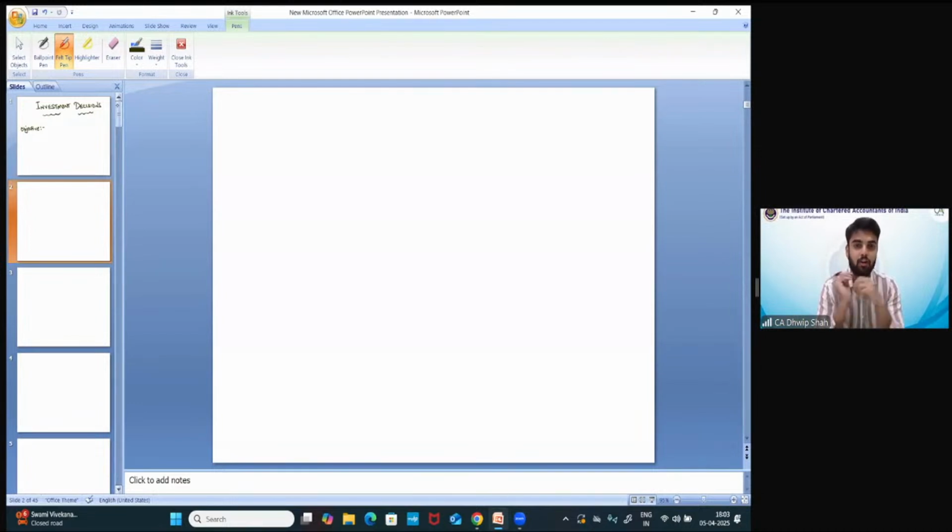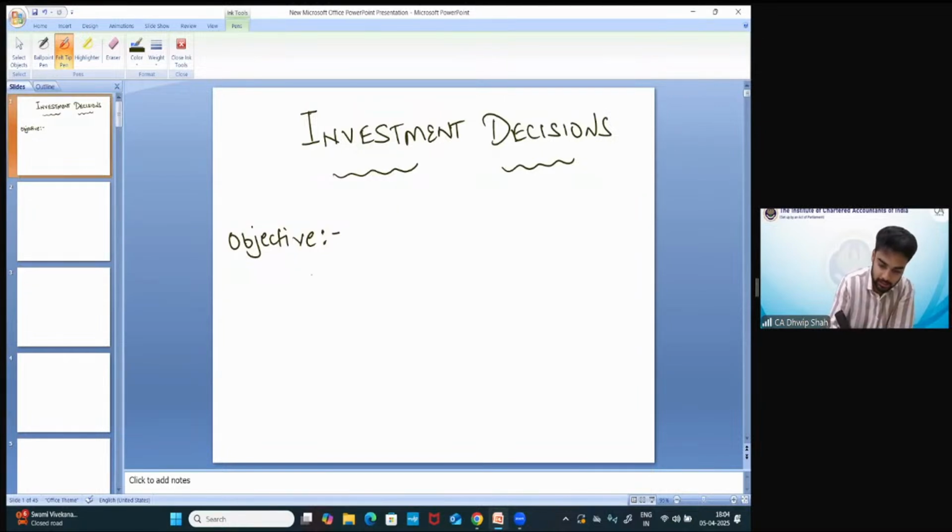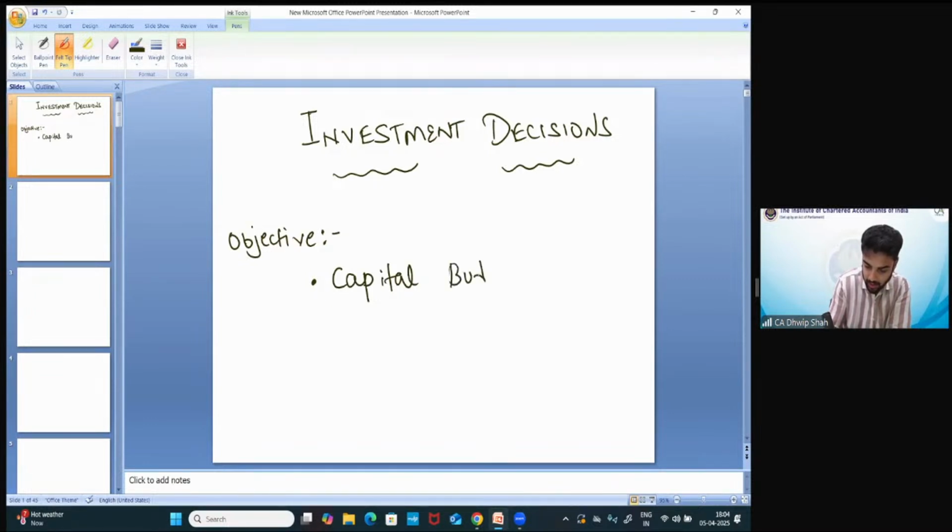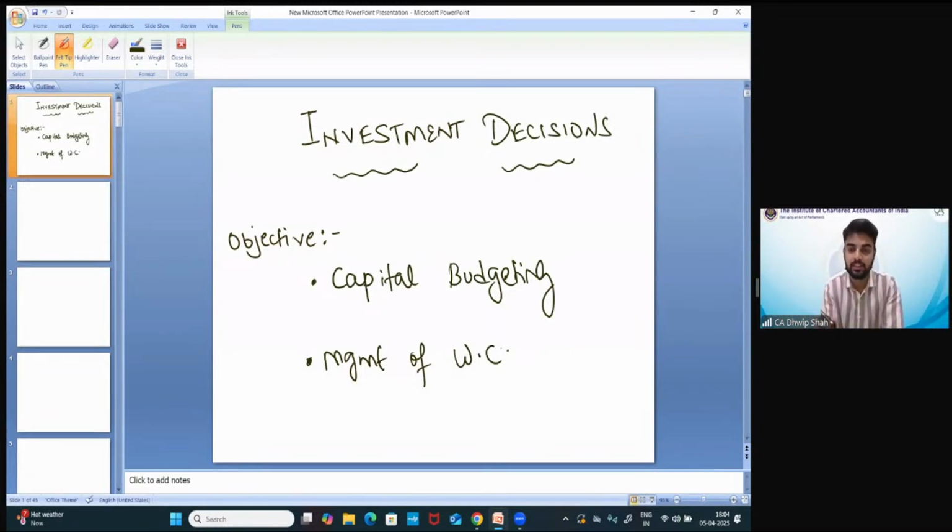Everyone following? Now under investment decision, broadly, we would be covering two topics. First is capital budgeting, and second is management of working capital. So under investment decision, your syllabus has covered two topics: capital budgeting and management of working capital. And you know, working capital is nothing but current assets less current liabilities. This you have already studied in your lower levels, right? It is nothing but current assets less current liabilities.